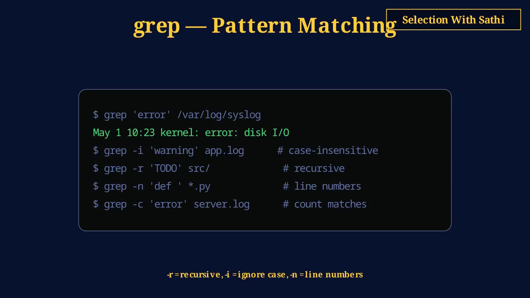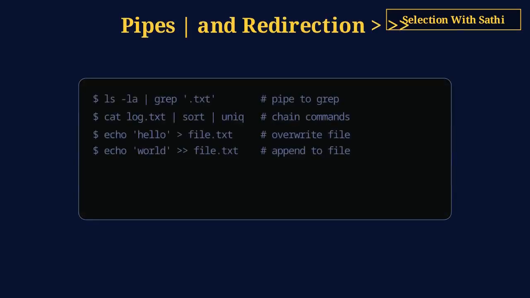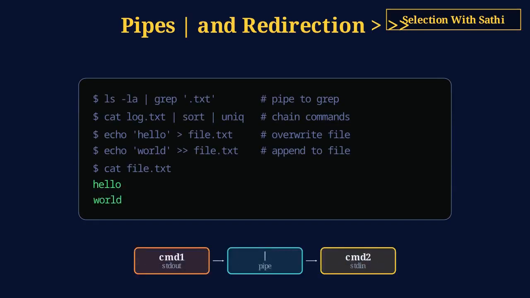-E enables extended regular expressions for complex patterns. Fourth concept: pipes and redirection. The pipe symbol takes the output of one command and feeds it as input to the next. ls | grep .py lists only Python files. You can chain multiple pipes. cat log | grep error | wc -l counts error lines.